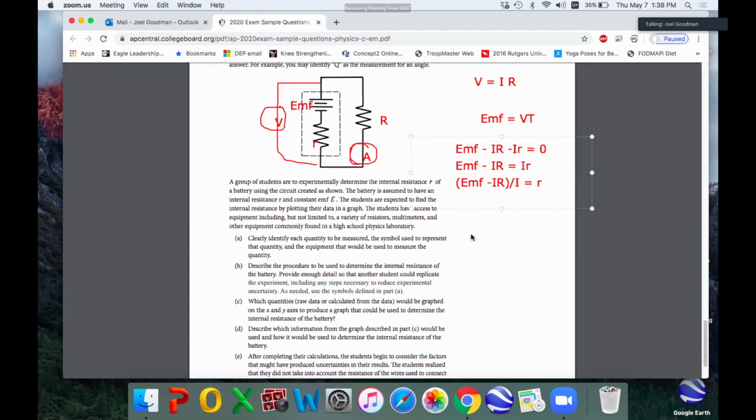The trouble I'm having now is they want you to make a graph. What am I graphing? We have the ability to change the R, capital R. If we change capital R, that's going to change the amount of current going through this circuit. But we should still get the same internal resistance. Does that make sense to anybody?